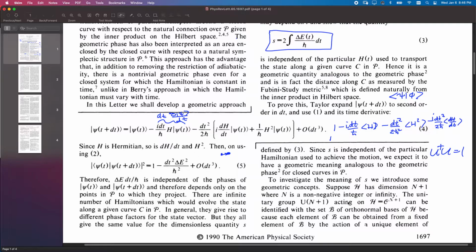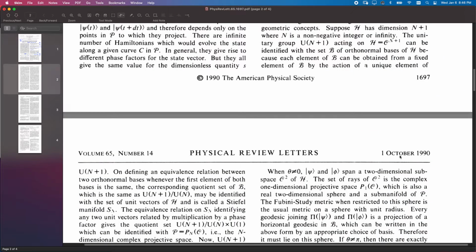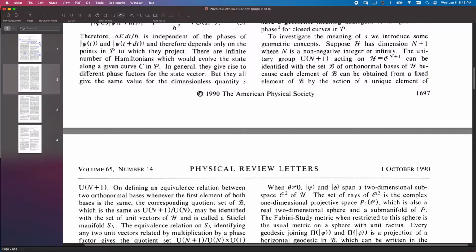And my Hilbert space is made from a bunch of, I guess this C is for the complex numbers. And I have n plus 1 complex numbers. Each complex number has 2 real numbers. I think that's how I'm supposed to think about these things. And it can be identified with the set B of orthonormal bases of H, because each element of B can be obtained from a fixed element of B by the action of a unique element of U of n plus 1. That's a lot of gobbledygook.